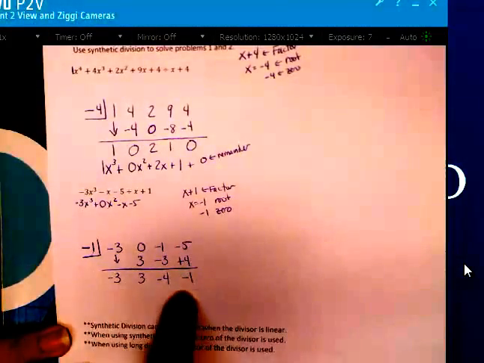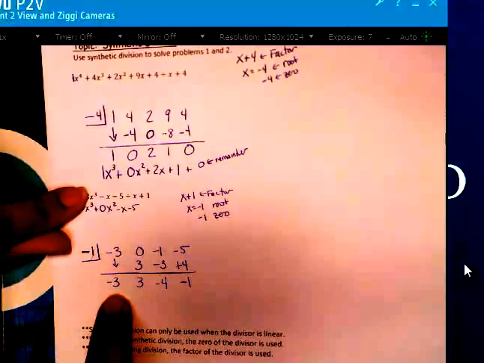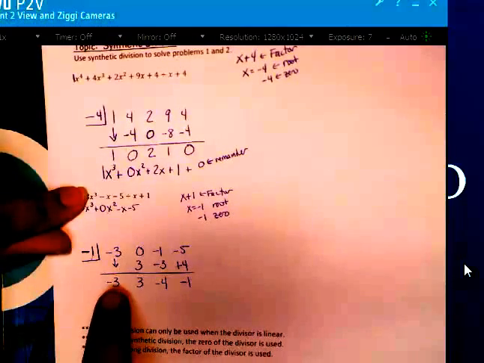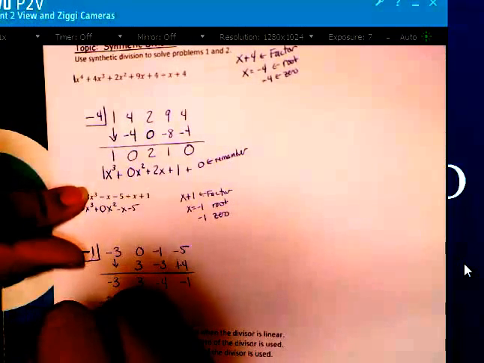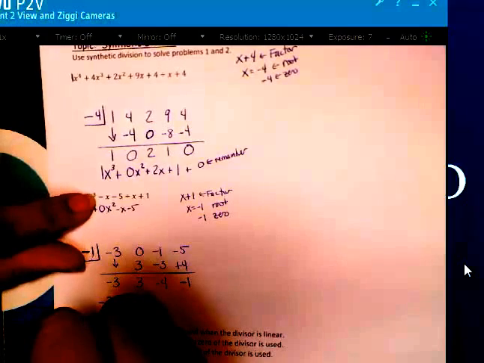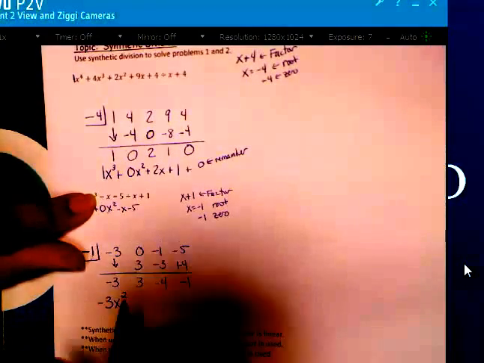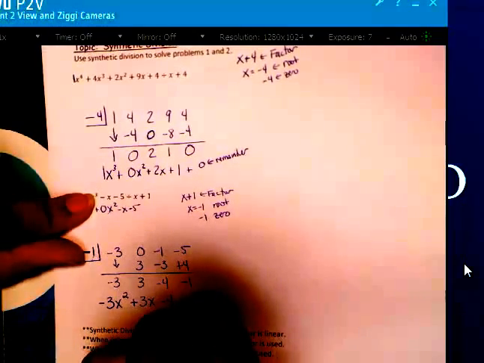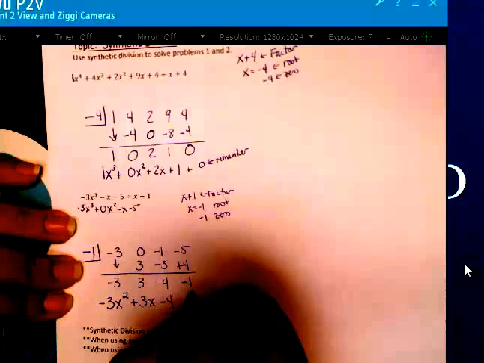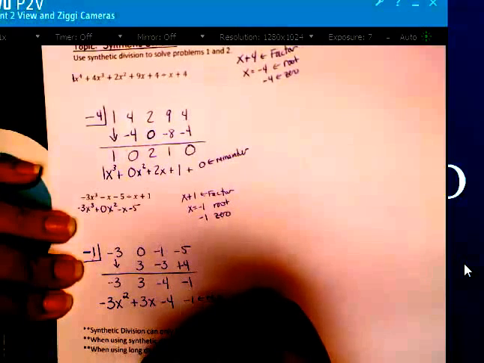Okay, so to interpret this answer, here we started with x cubed. So this first number down here is the coefficient to 1 less power. So this is a coefficient of -3. Since this is x cubed, that means this is going to be x squared plus 3x minus 4, and then this -1 is the remainder.